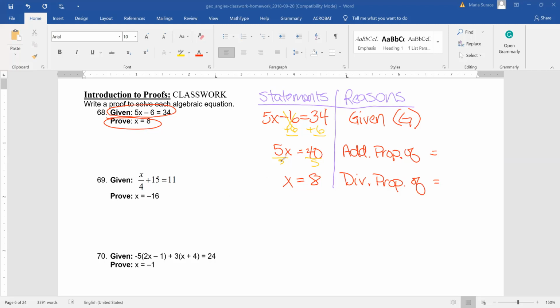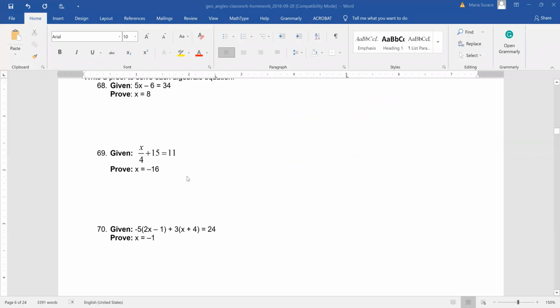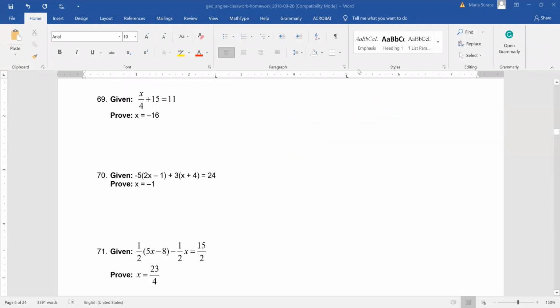So that is how you would prove that if you were given 5x minus 6 equals 34, you would need to use two properties, the addition property of equations and the division property of equations, to isolate the x and prove that x does equal 8. So we did, in fact, prove it. Let's move on to number 70. Number 69, you would do in a similar way. So we'll move on to 70, which has a little bit more steps to it. And let's see how we do.